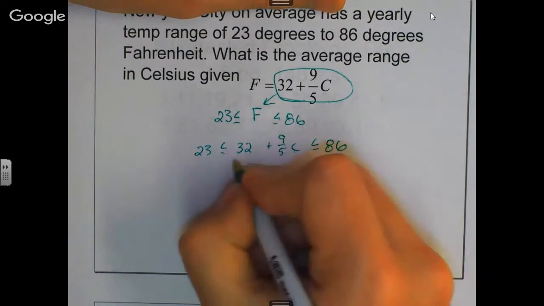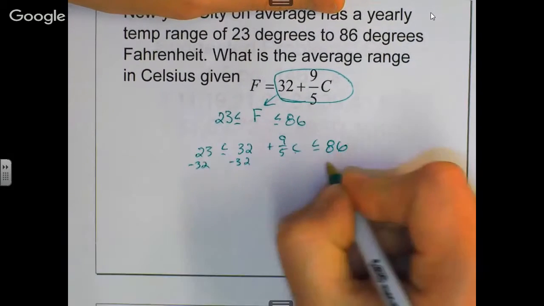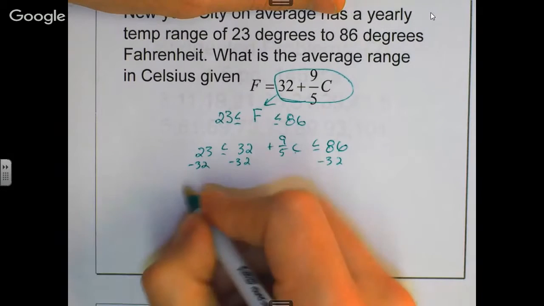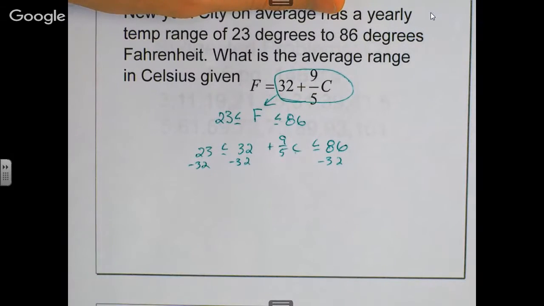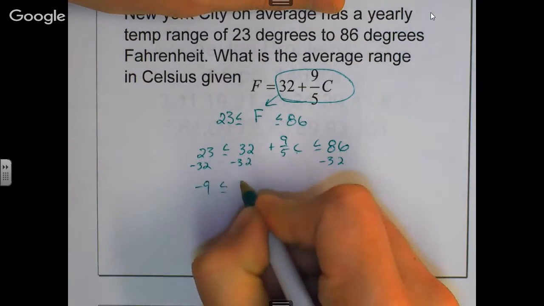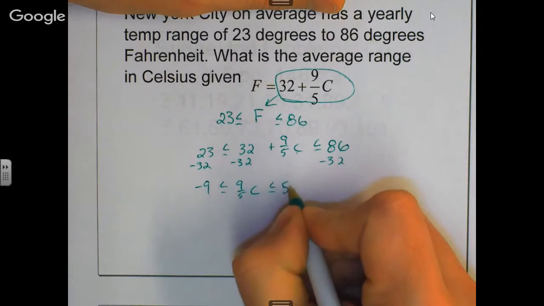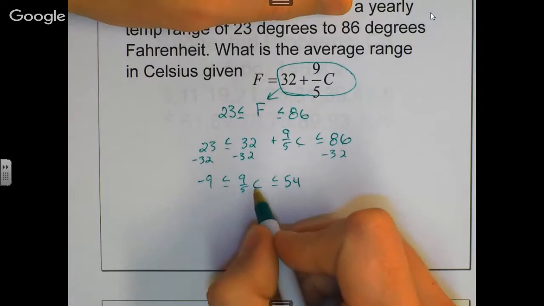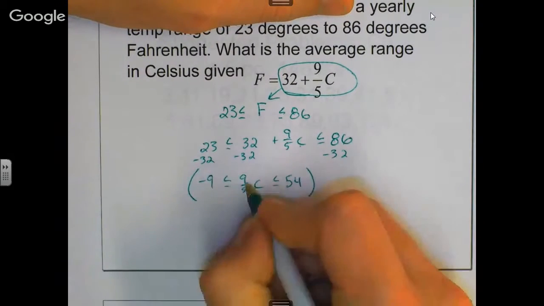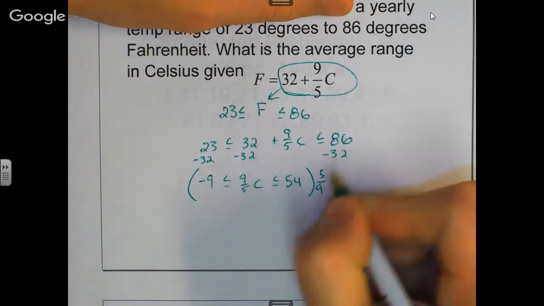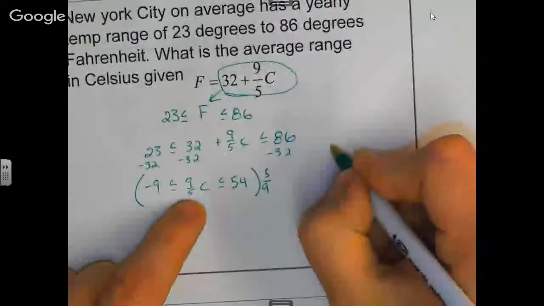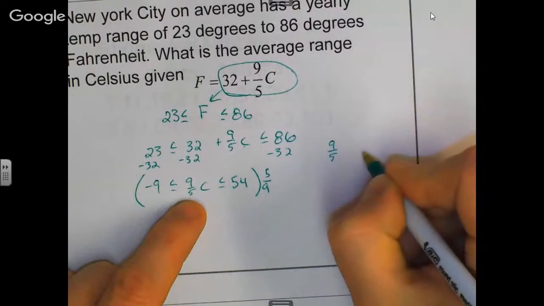I want C left alone in the middle, so we'll subtract 32. So you have negative 9 less than or equal to 9/5 C less than or equal to 54. Now I have to get rid of this fraction, so we'll multiply everything by its reciprocal, 5 over 9, because I want 9/5 to become 1.